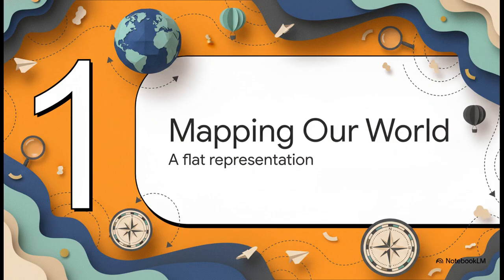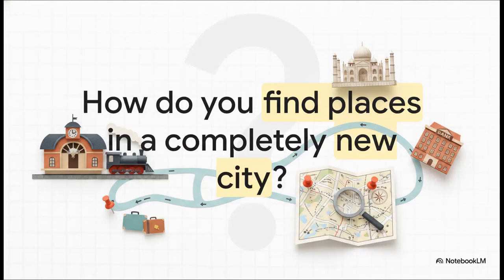All right, moving into section 1, mapping our world. Picture this. You just stepped off a train in a completely new, unfamiliar city. You're standing there at the station. How on earth do you find the bank, your hotel, or maybe a famous monument like the Taj Mahal? You could ask a local for sure, but a map? Well, a map is basically a brilliant pocket-sized treasure guide. It solves that ancient problem of getting lost by showing you exactly where things are.